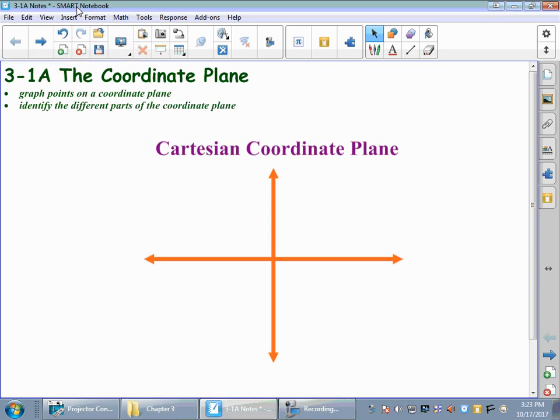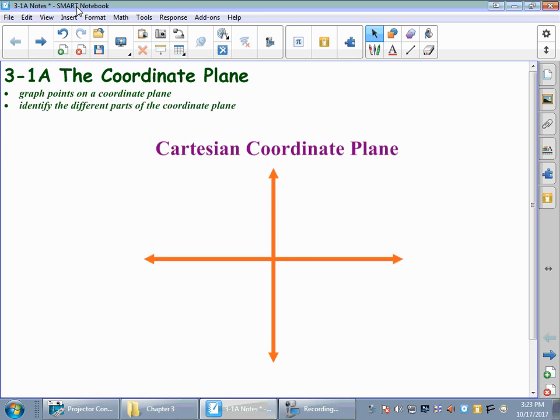These are your 3-1A notes on the coordinate plane. Pretty simple notes today, just sort of reviewing the coordinate plane. So I know a lot of you have experience from middle school with the coordinate plane. So I'm hoping that maybe there's something that didn't click before. Maybe we'll clarify that today.